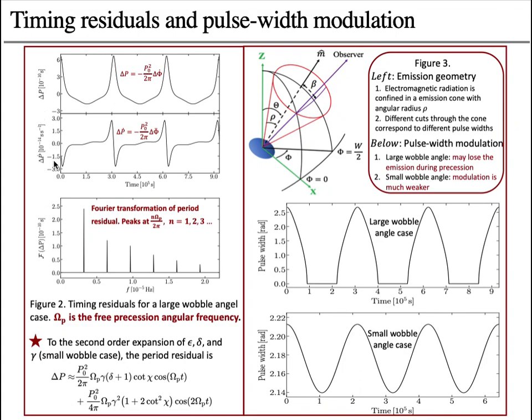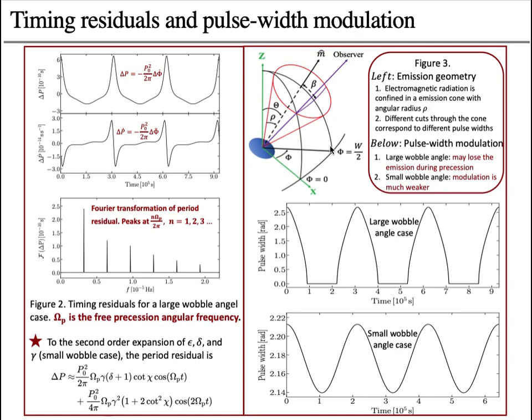For timing signals, we give the residuals of period and period derivative. We also take the Fourier transformation of the phase residual. For the small wobble angle case, we use the expansion method and give the timing residuals.